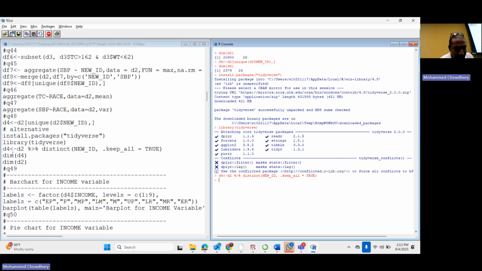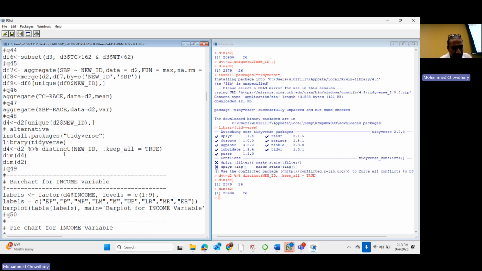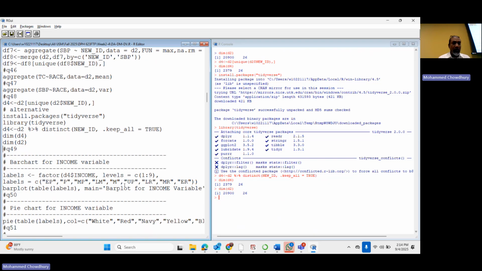Okay. After doing this, now check the dimension, which is reduced significantly. Okay. Now, bar chart is done for what variable? Qualitative variable, right? Bar chart is done for the qualitative variable. So I want to see the bar chart for the income variable. D4 is the data. I want to find them as income. Level is 1 to 9. And I want to put the levels 1 to 9 as levels.